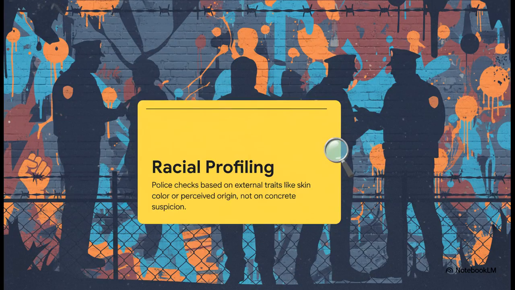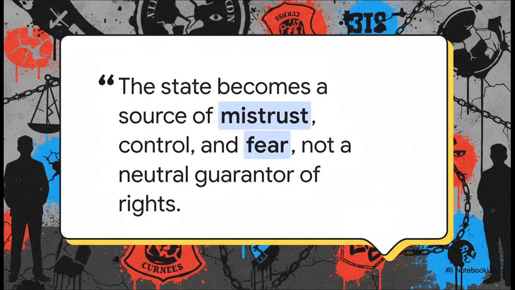And this becomes incredibly clear when we look at state institutions. Racial profiling is a textbook example, right? It's when police stop and check someone based on how they look, not on any actual suspicion of a crime. It's the very definition of institutional discrimination. And this quote, wow, it just powerfully illustrates the corrosive effect this has on trust and on democracy itself. For the people who experience this, the state stops being a neutral protector of their rights. Instead, it becomes a source of fear and mistrust. And that completely shatters that core idea that we're all equal in the eyes of the law.